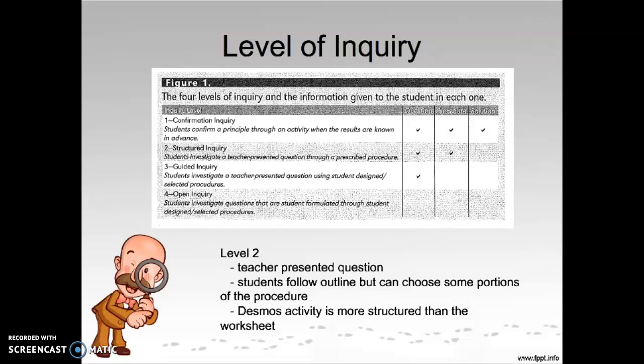The Desmos activity is definitely even more structured than the worksheet. So I feel like the worksheet might fall more under guided, but throwing the Desmos in there definitely bumped it to structured. So that's my inquiry activity.